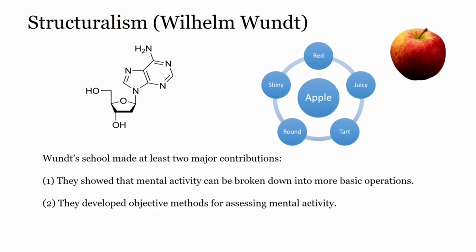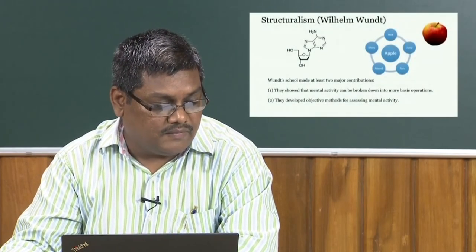As you can see on the right-hand side, there is an apple and there is a process to it. The basic idea of an apple, Wundt said, is comprised of these 5 or 6 ideas. The apple can be described in terms of its color, its taste, its shape, its shine, or how you feel after eating it. So, the concept of the apple, the mental image, the mental construct of the apple, can be broken down into its physical features, which are the shape, color, texture and so on, and the feeling that we have after eating an apple.